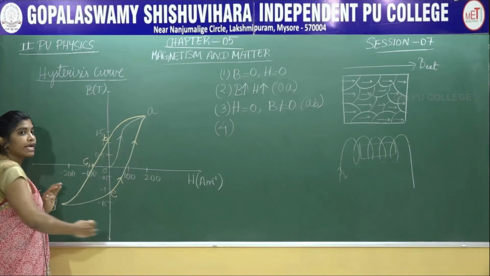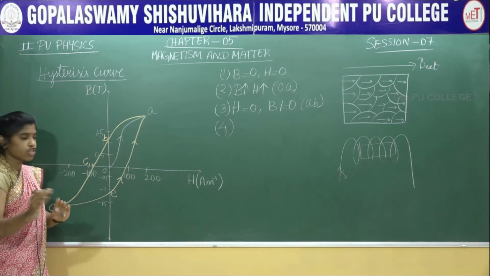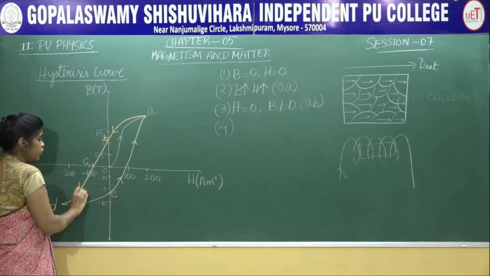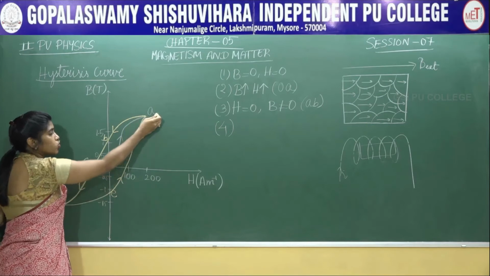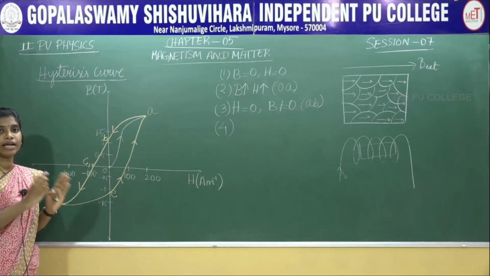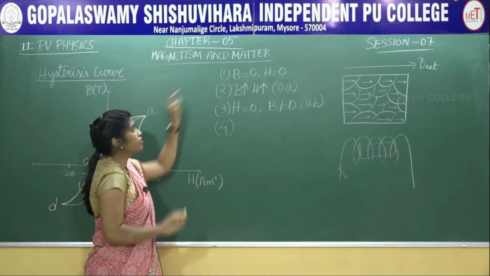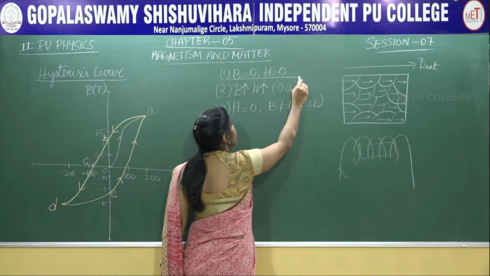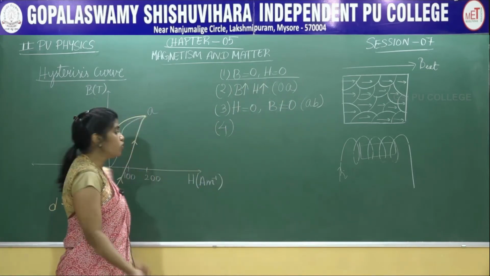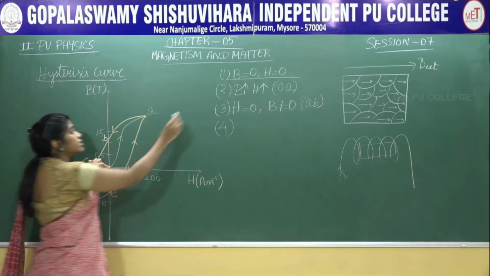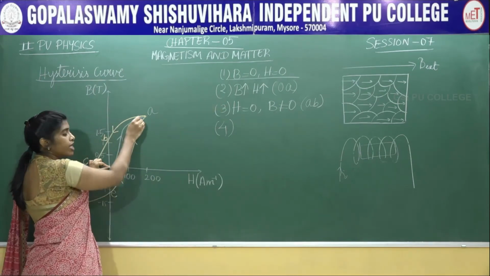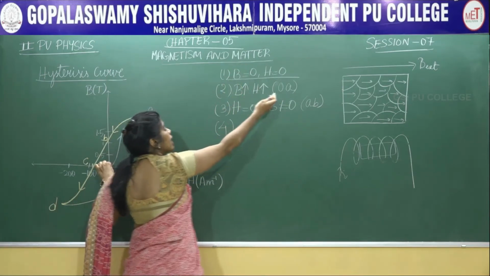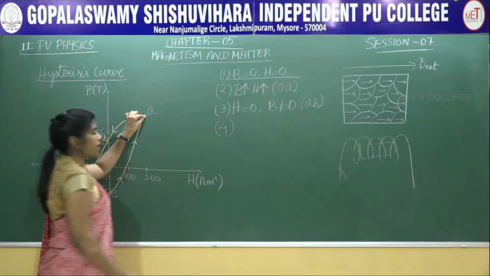So, we have completed one cycle of magnetization. We have started from O, reached A, then back to B, then to C, then D, then again back to A. This is one cycle of magnetization. In the first case, the ferromagnetic material is unmagnetized and we started when B is equal to 0 and H is equal to 0 at this point. Then, as the magnetic intensity increases, the magnetic field also increases, and that is represented by the curve OA.